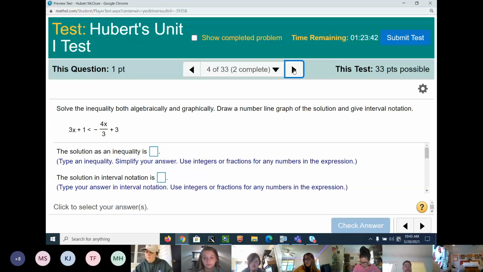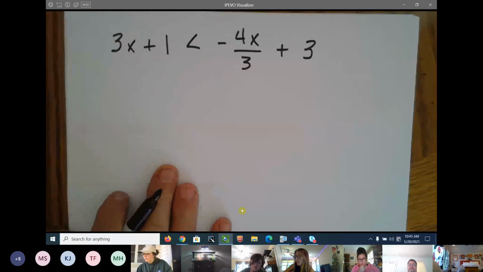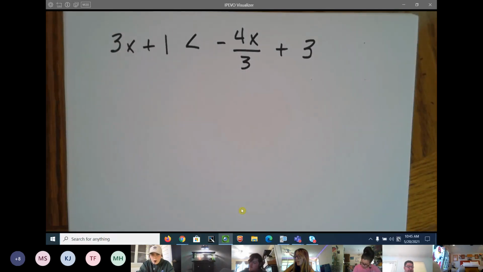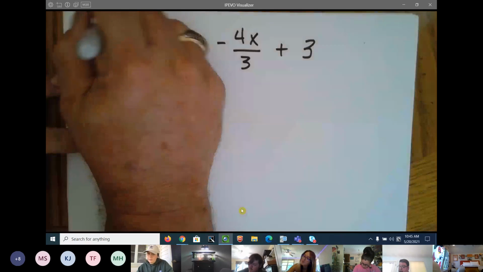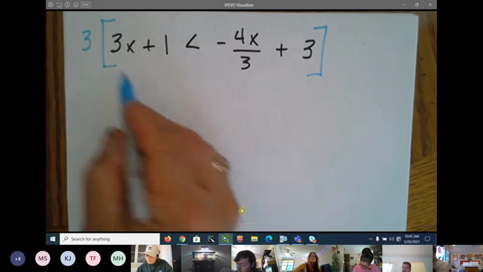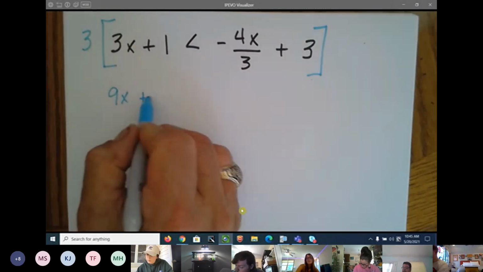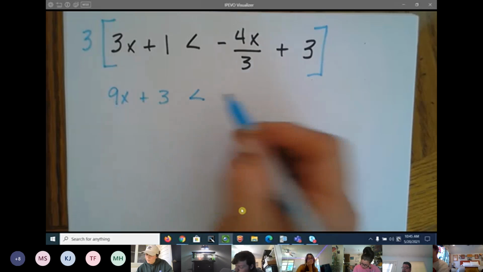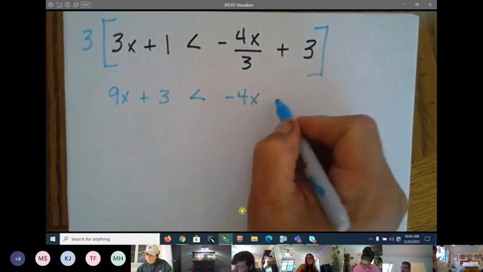I would clear the fractions first. 3x plus 1 less than negative 4x over 3 plus 3. What do you need to multiply through by to clear the fraction? 3. Good job. Somebody listened. Or somebody already knew. Multiply by 3. That's going to give you 9x plus 3 less than negative 4x plus 9.